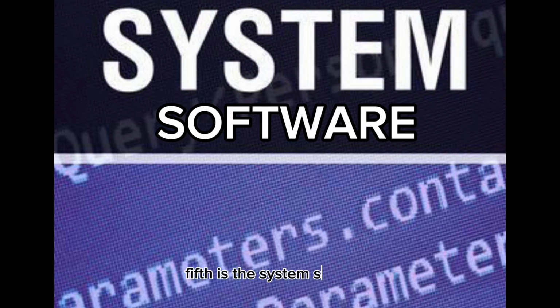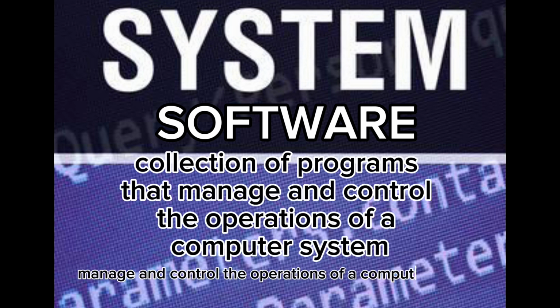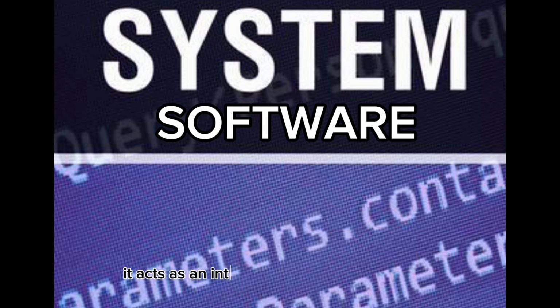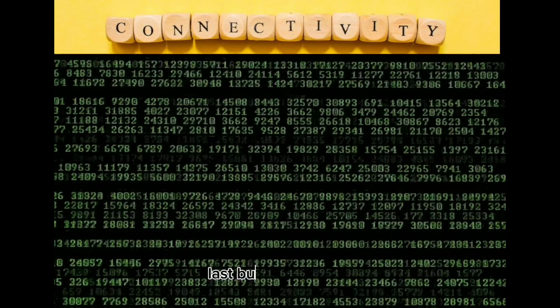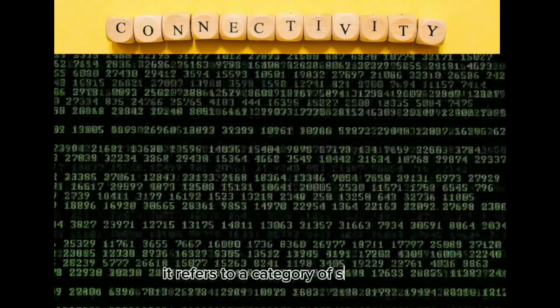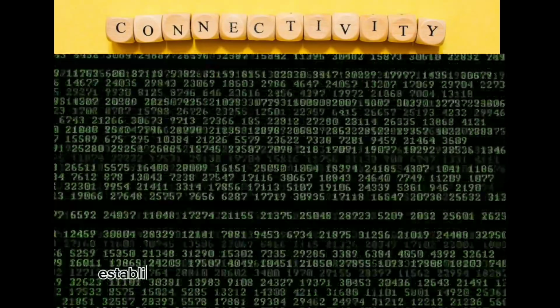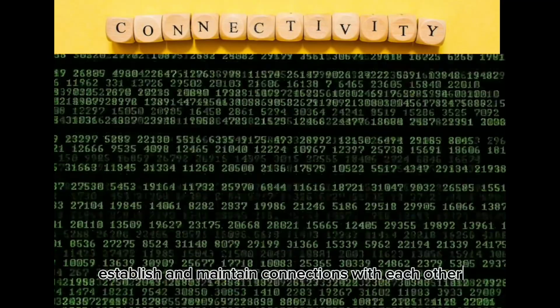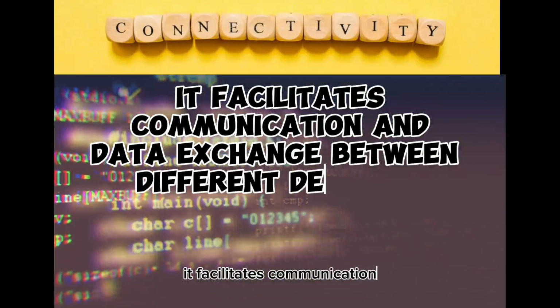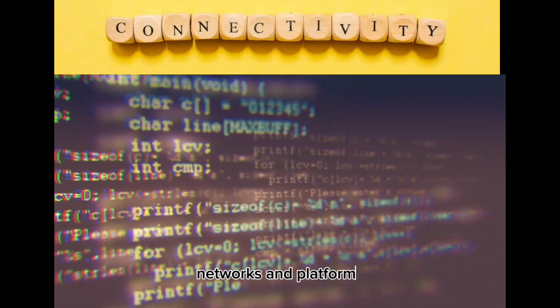Fifth is the system software. System software refers to a collection of programs that manage and control the operations of a computer system. It acts as an interface between the hardware and the user applications. Last but not the least, connectivity software. It refers to a category of software applications that enable devices or systems to establish and maintain connections with each other. It facilitates communication and data exchange between different devices, networks, and platforms.